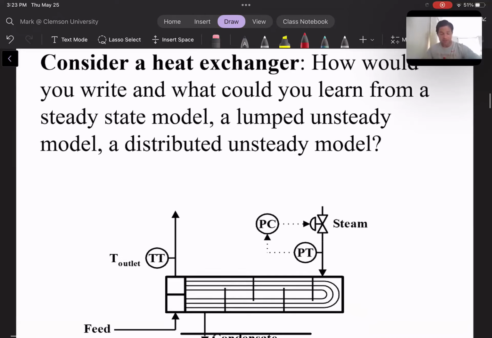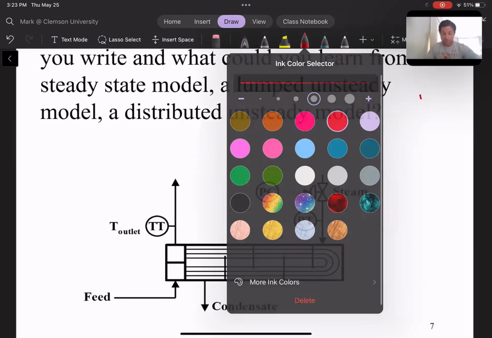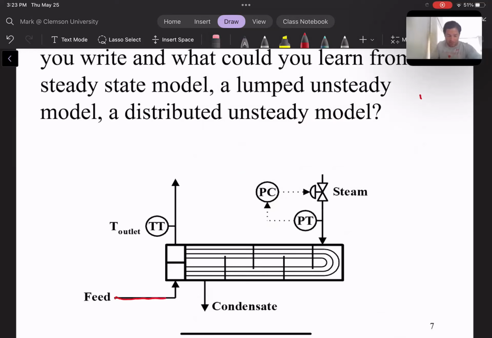So let's just look at a heat exchanger, for example. In a heat exchanger, we have a process flow rate coming in, and it's going to enter the process at a specified value. Let's call that T naught. This fluid is going to go through this heat exchanger, and it's going to exit at a temperature that we care about. In this case, we're calling this T outlet. That's what we care about, and so we measure that.